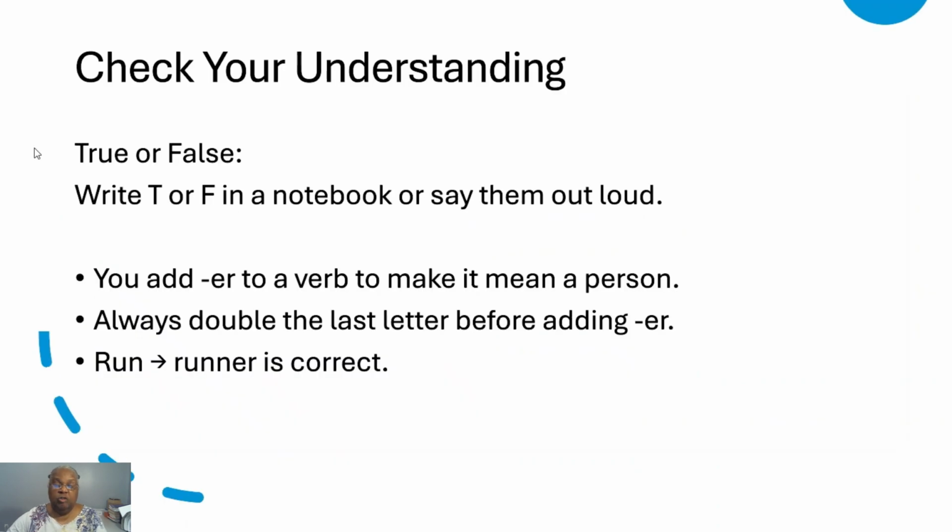Let's test what you've learned. Decide if each sentence is true or false. Write T or F in a notebook or say them out loud. The first sentence. Is it true or false? You add ER to a verb to make it mean a person. The next sentence. Is it true or false? Always double the last letter before adding ER. True or false? Run becomes runner is correct.